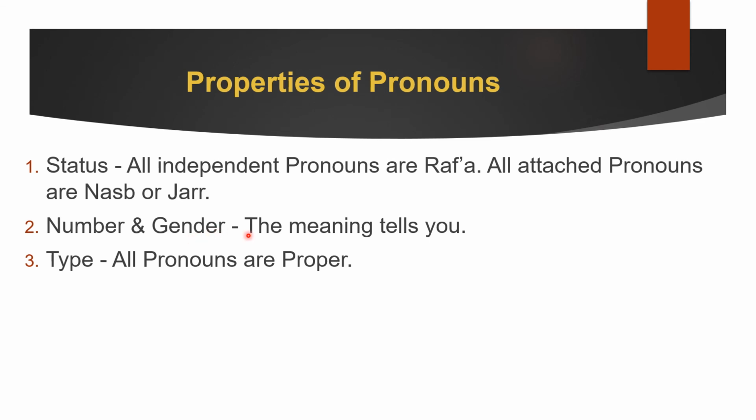Number and gender is pretty easy. The meaning will tell you. For example, antunna is you all feminine. Antunna, you all feminine. So it's plural feminine. That's it. Antunna, the meaning told you. Ana, I. See, ana and nahnu are words that mean both genders. Okay, so ana can be masculine, ana can be feminine. Nahnu can be masculine, nahnu can be feminine. Okay, so ana is singular obviously, and it can be masculine or feminine depending upon the person. And nahnu similarly is plural, but it can also be masculine or feminine depending upon the people.